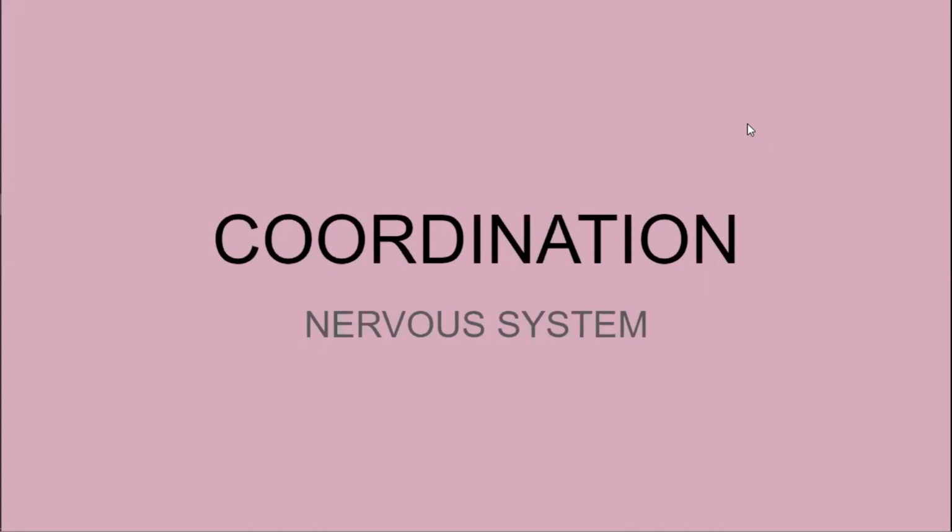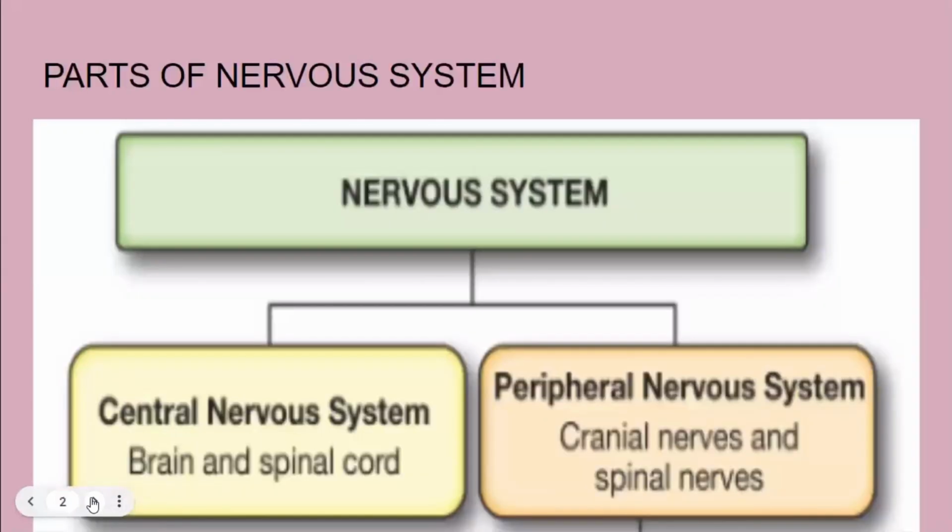What is the meaning of coordination? How our different parts of the body are connected with each other and with the brain. And we all know that our brain is the organ which is sending different responses and receiving different stimuli. So let's see one by one what this chapter is about.